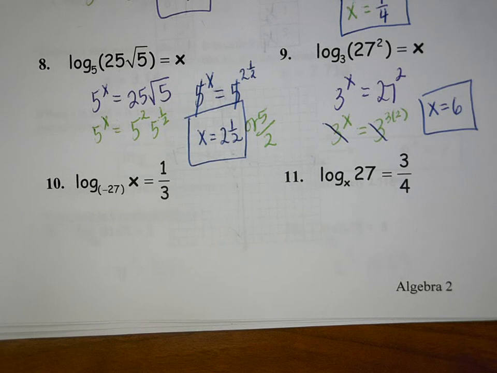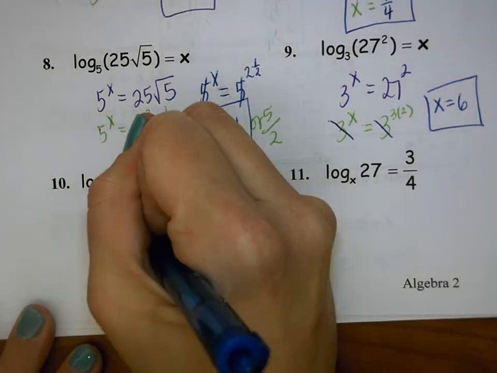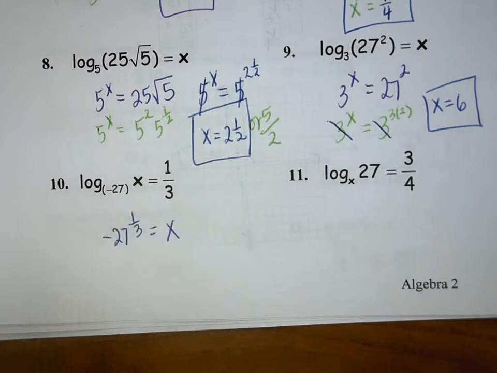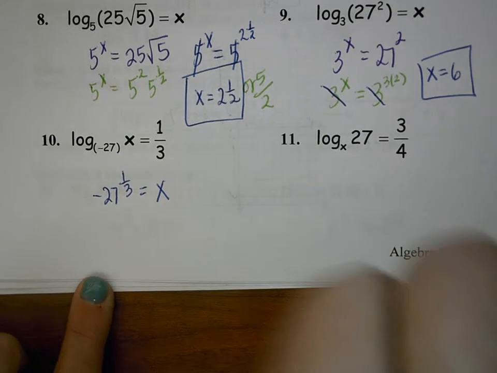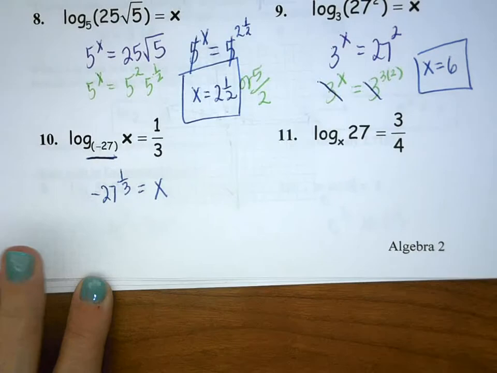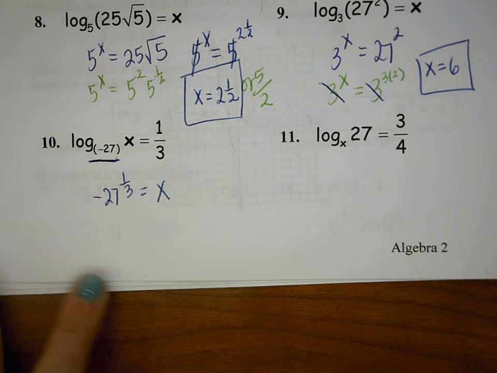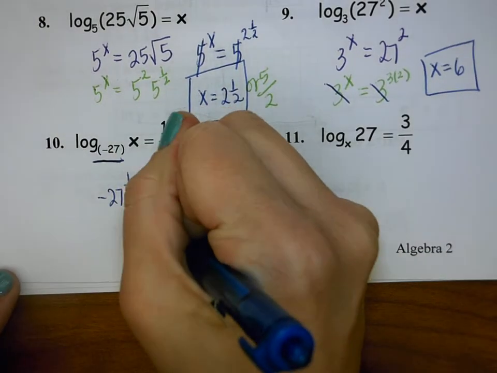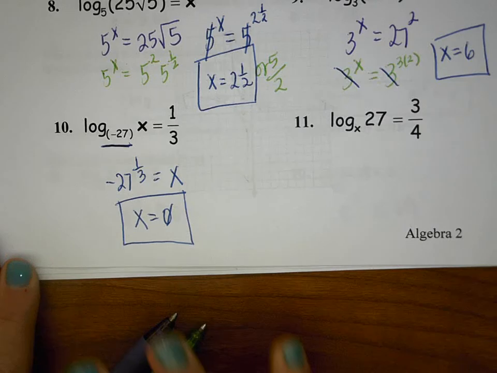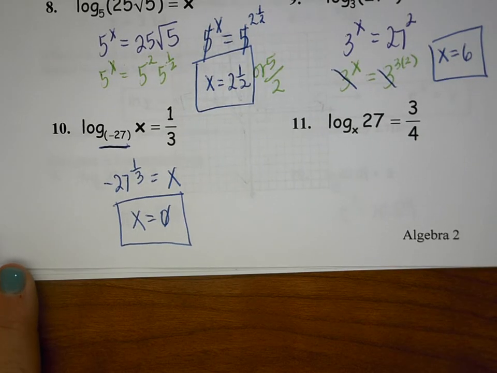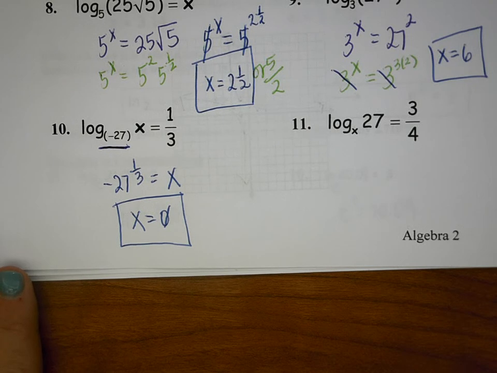All right, example 10. Help me change this to exponential form. Nevada. Okay. You cannot have a negative base with a log. So the answer is no solution. We actually did not even have to change that to exponential form. If you ever see a negative for the base of your log, it is no solution.